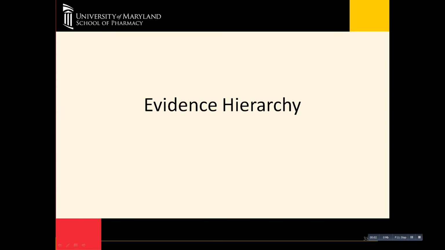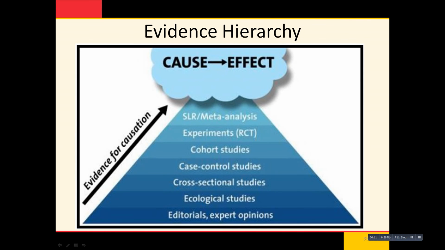We're going to begin part 3 of Overview of Study Designs by talking about the evidence hierarchy. And I present this graphic to you to show you that the ability to determine cause and effect is greater as we go up the pyramid. So systematic literature reviews, SLR, meta-analysis, experiments, randomized control, those experimental study designs, they give us the best level of evidence to determine cause and effect.